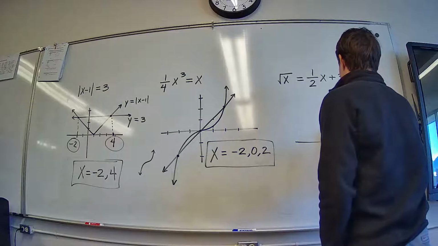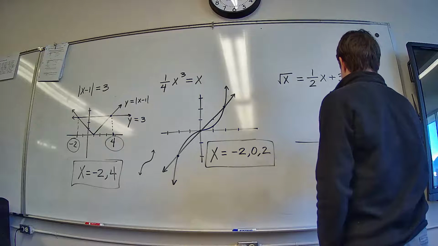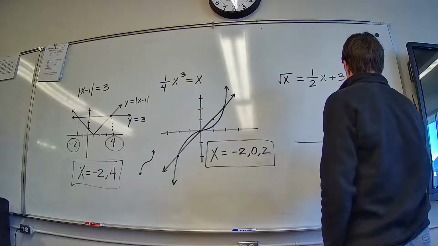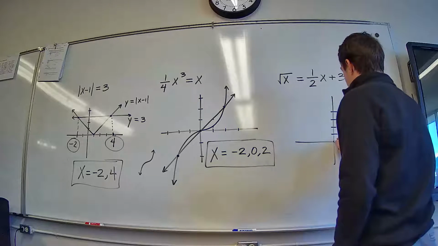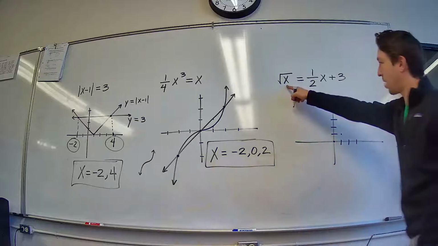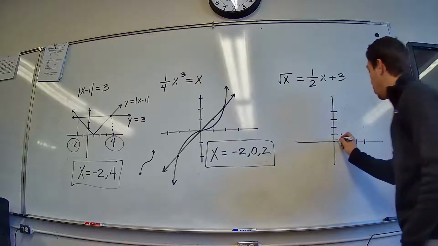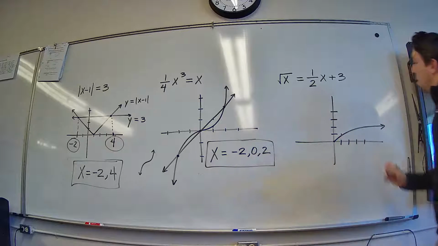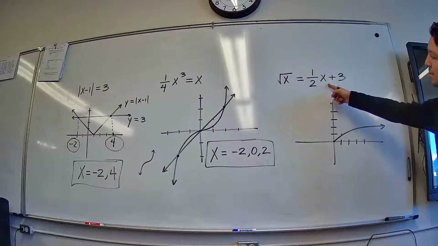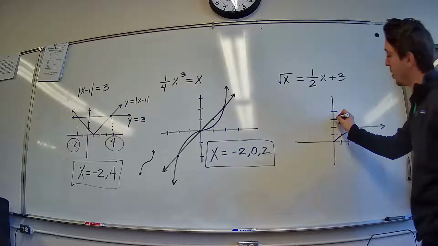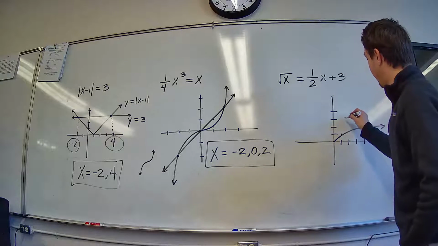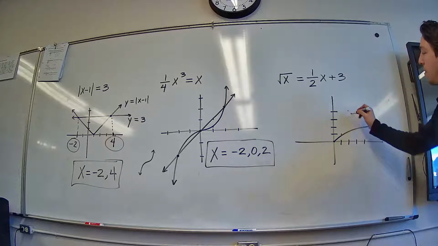So such a good segue. You've got a square root function, which contains points like (1, 1), (4, 2), etc. And then you've got this line that's bumped up 3 units and has a slope of 1/2, 2 up 1.